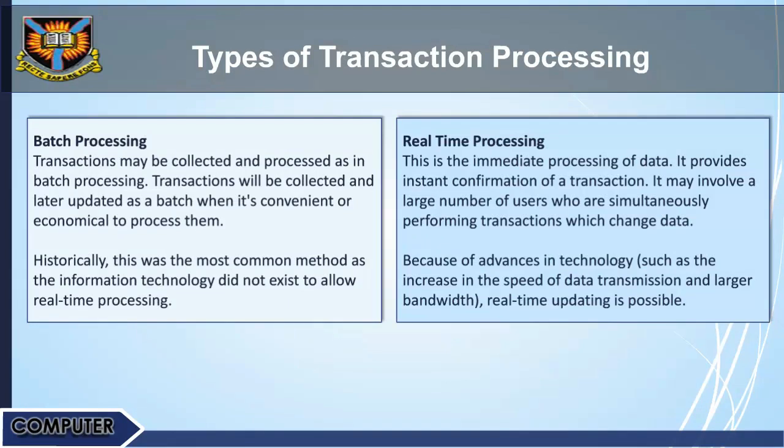Types of transaction processing. Batch processing. Transactions may be collected and processed as in batch processing. Transactions will be collected and later updated as a batch when it is convenient or economical to process them. Historically, this was the most common method as the information technology did not exist to allow real-time processing.